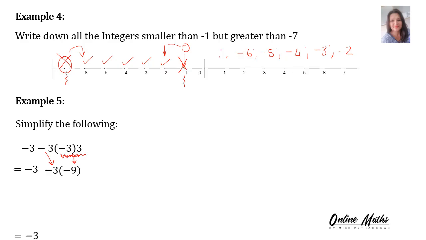And then in your next step, you still wait with -3. And now you're going to say a minus times a minus is a positive. 3 times 9 is 27. And then -3 plus 27 is 24.